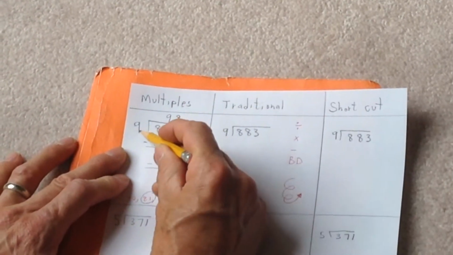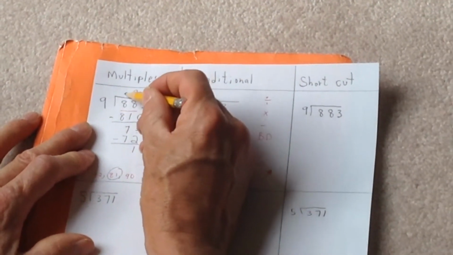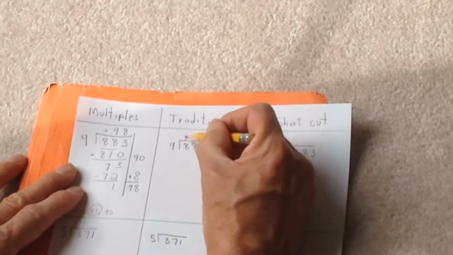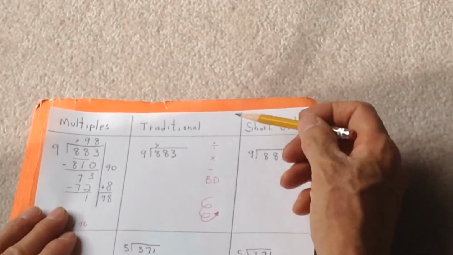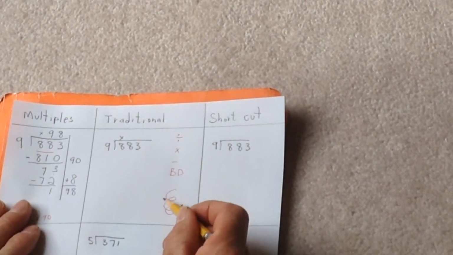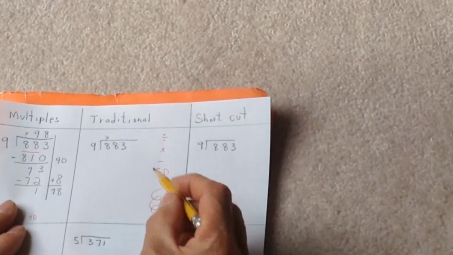98. When I have larger going into smaller, I usually put an X there. So big into small, let's put an X there right away, so it helps with our alignment. This is traditional. Traditional is divide, multiply, subtract, and bring down. And you're thinking in terms of counterclockwise circles.